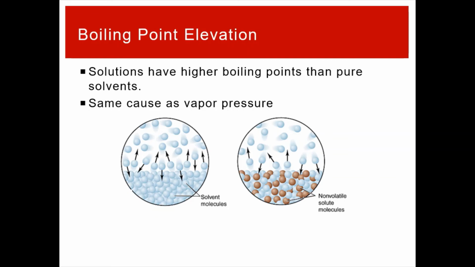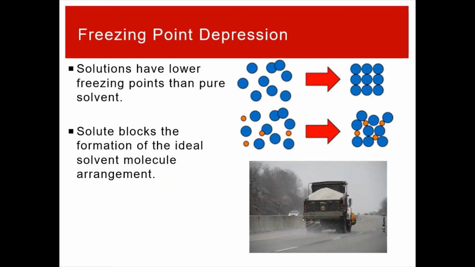Volume of solution changes with temperature. Things expand and contract with temperature. So molality does not change with temperature. And that's really important because it means you have to use molality for properties that change with temperature. So one property that changes with temperature is the fact that solutions have higher boiling points than pure solvents. So the boiling point of a solution is higher than the boiling point of the pure solvent. Same idea as vapor pressure. So we need to use molality here because of its temperature independence.